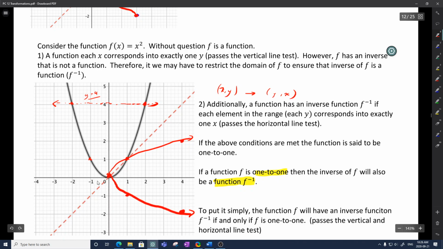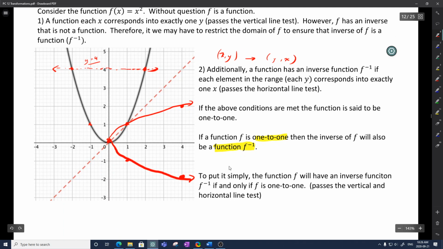And if you think about it, a horizontal line test reflected about the identity line will become a vertical line test. If a function f is one-to-one, then the inverse of f will also be a function, f inverse. To put it simply, or not simply, the function f will have an inverse function if and only if it is one-to-one. Really important. It must pass the vertical and horizontal line test.